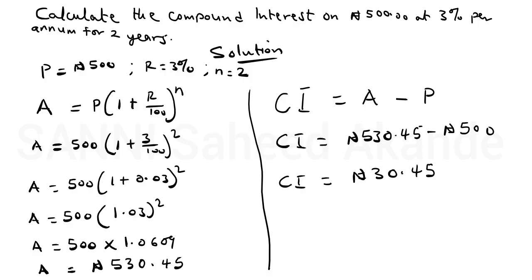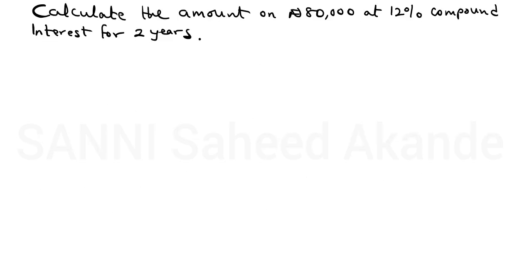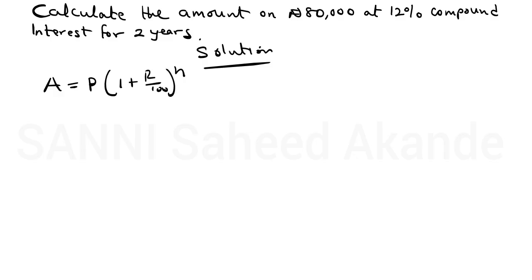So the question says calculate the amount on 80,000 naira at 12% compound interest for 2 years. Solution. So the question says we should calculate the amount. So the formula we are still using is A equal to P open bracket 1 plus R over 100 raised to power n. So here our P in this question is 80,000 naira, then 1 plus R is 12 over 100 raised to power n. N is the 2 years, 2.